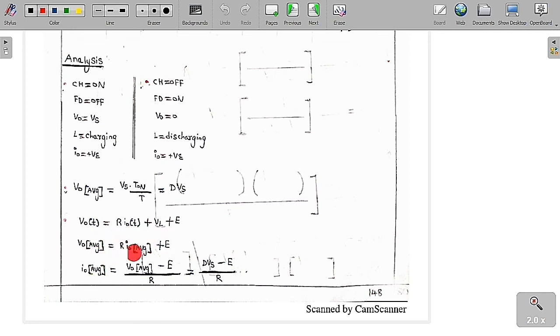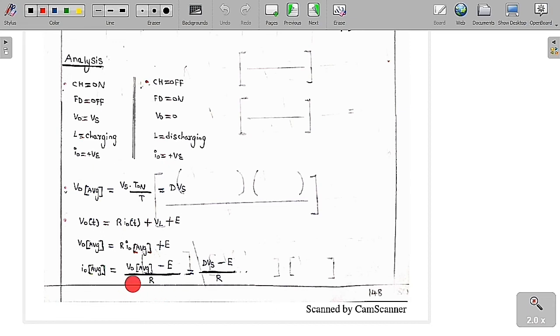If I want to write the average equation of this time domain expression, V0 average is equal to R into I0 average plus VL average, which is nothing but 0, because the average value of the inductor voltage is always equal to 0. As E is a DC value, it is always constant, so its average is again E. So therefore V0 average is equal to I0 average into R plus E. So therefore I0 average is equal to (V0 average minus E) by R. But we already know V0 average is equal to D into Vs. So (D into Vs minus E) by R is called the I0 average.